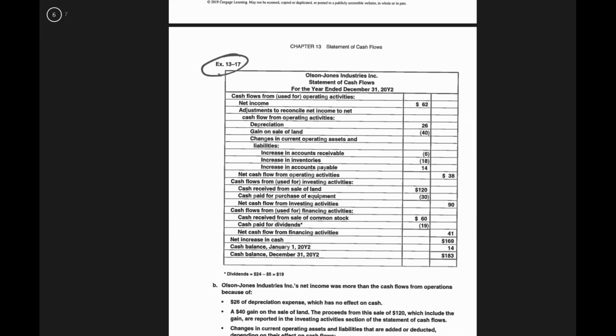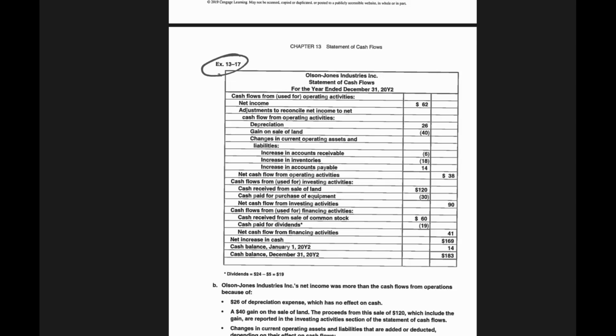Okay, then there's an exercise and a problem that we need to look at yet. So the first one is number 17, and it's basically asking you to do an entire cash flow statement in direct method. So like I said earlier in my videos, the very first thing you would do, you see there's two columns again of amounts.